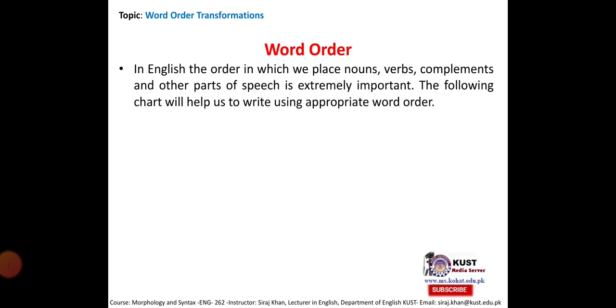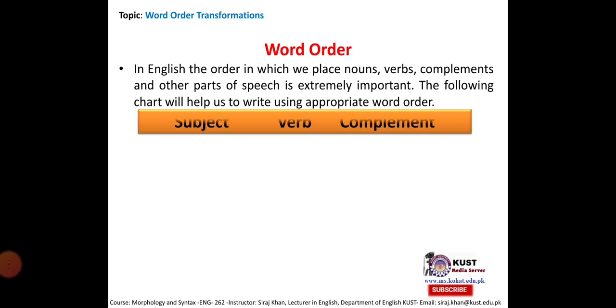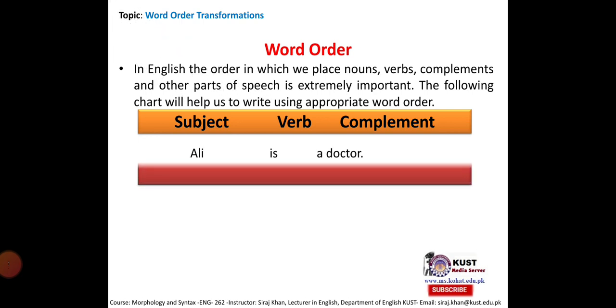For example, the dog eats popcorn. So the dog is the subject, eats is the verb, and popcorn is the object. Now here, subject, verb, and complement. Ali is a doctor. Ali is the subject, is is the verb, and doctor is the complement.